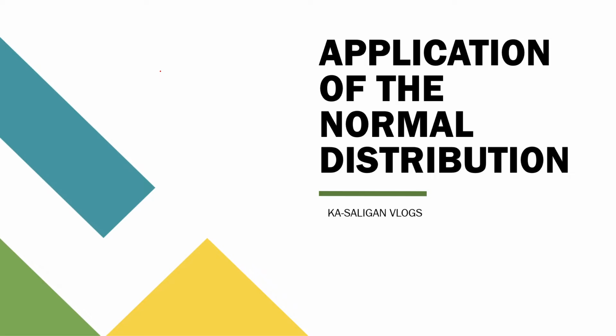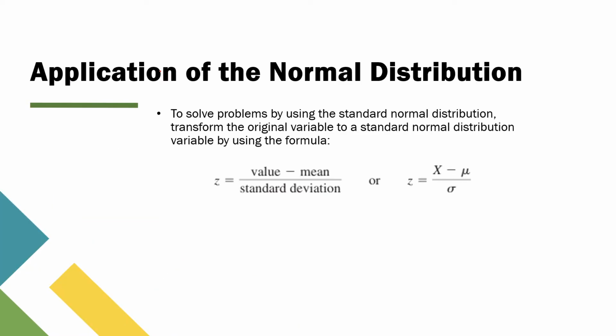And today we'll be talking about application of the normal distribution. To solve problems by using the standard normal distribution, transform the original variable to a standard normal distribution variable by using the formula z is equal to value minus the mean over the standard deviation. So this is the formula that we're going to use. Z is equal to the value minus the mean over the standard deviation.